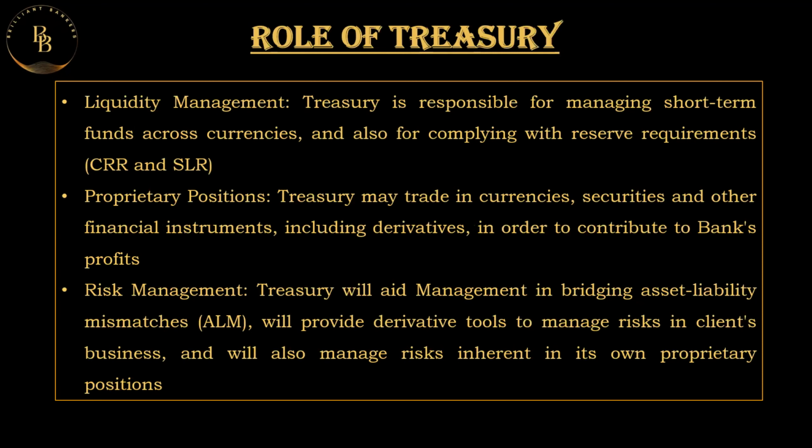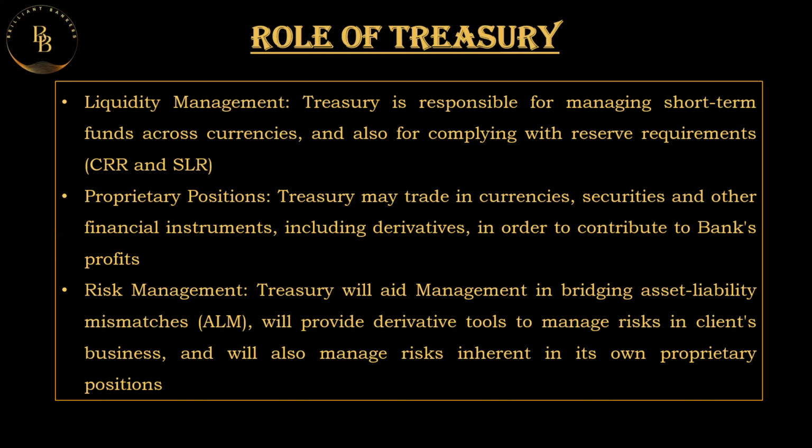Proprietary positions. The treasury may trade in currencies, securities, and other financial instruments, including the derivatives, in order to contribute to the bank's profit. Here, coming to trading of currencies, when US dollar is being remitted in the bank, the treasury has that fund, which, in other words, it gives on loan to some other customer, from where the treasury gets an income, which also contributes to the bank's profits. Risk management. Treasury will aid the management in bridging the asset liability mismatches and will provide the derivative tools to manage risks in the client's business, and will also manage the risk inherent in its own proprietary positions also.